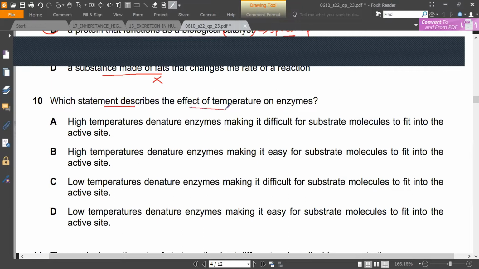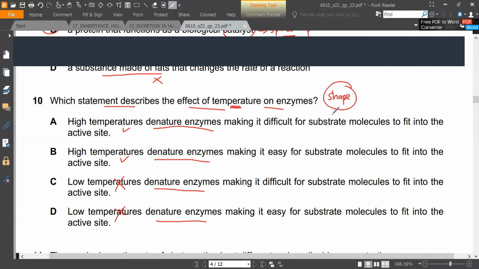Which statement describes the effect of temperature on enzymes? We can see here all four of them mention denature. What condition will denature enzymes? We know that it is high temperature, not low temperature. When an enzyme denatures, the shape of the enzyme will change. When the shape of the enzyme changes, it will be difficult for the substrate to fit. When the substrate cannot fit into the active site, then the reaction cannot happen. Straightforward, right? So that's the idea.